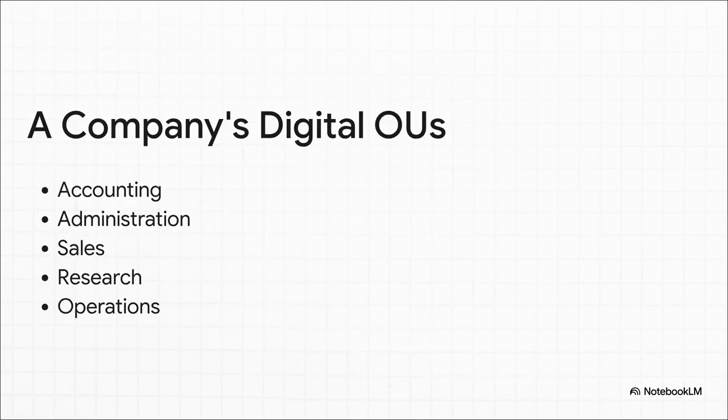And so you do what makes sense. You build a digital structure that mirrors the real company. You create an OU for accounting, one for admin, another for sales, and so on. Right away, your digital office has this clean, logical structure. Everything suddenly becomes so much easier to manage.